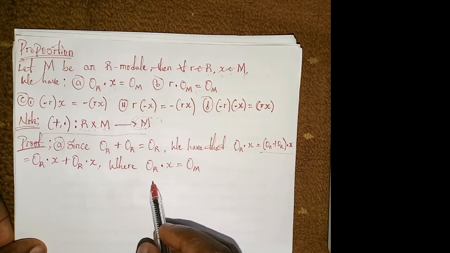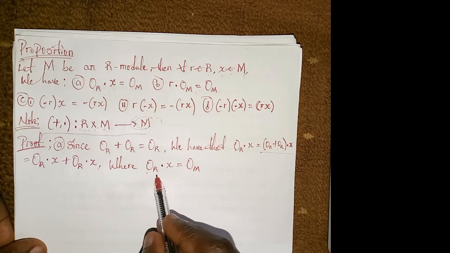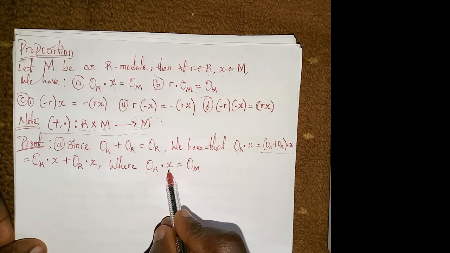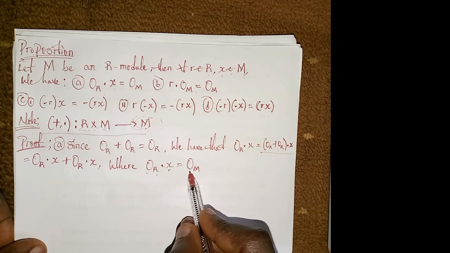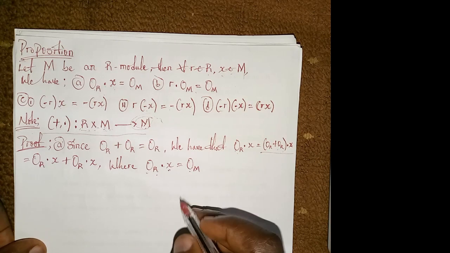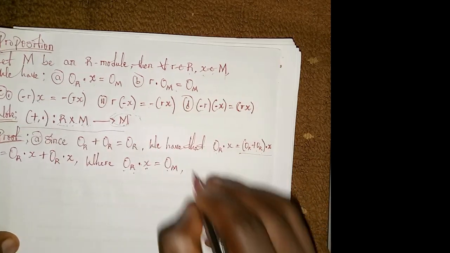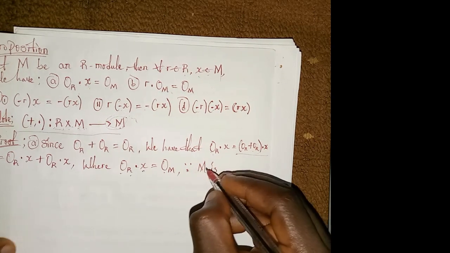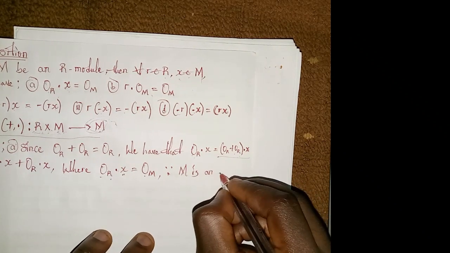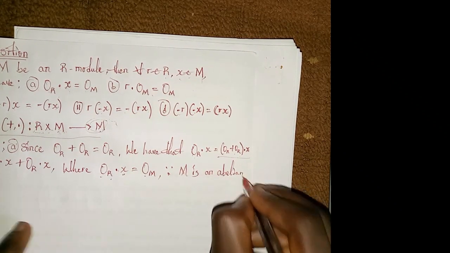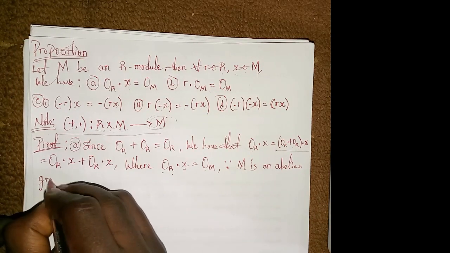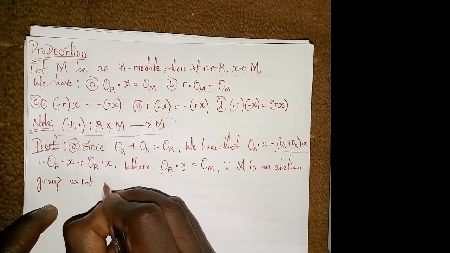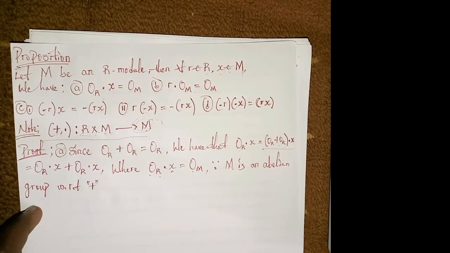Now, what it implies is that when we have a zero module of R multiplied by X, if X is coming from the abelian group, we are going to get a zero module of M, because M is an abelian group with respect to the binary operation plus.